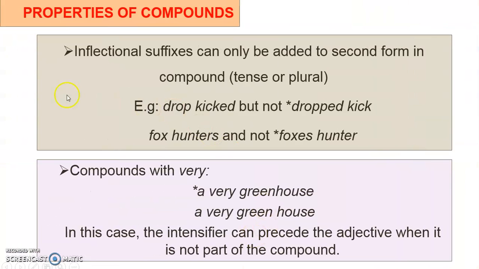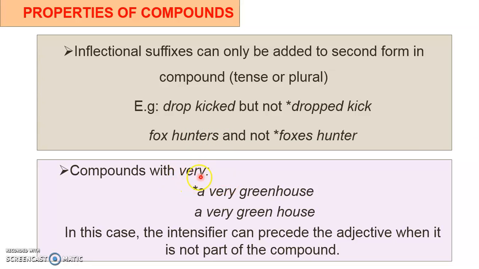Some other properties. Inflectional suffixes can only be added to the second form in the compound in cases of tense or plural. Have a look here in the case of tense. You cannot say dropped-kick, kicked-drop. Okay, the inflectional suffixes have to be added to the second form of the compound. So we use drop-kicked. The same with plurals. Okay, we cannot say foxes hunter. We say fox hunters. All right. So the inflection is on the second form.